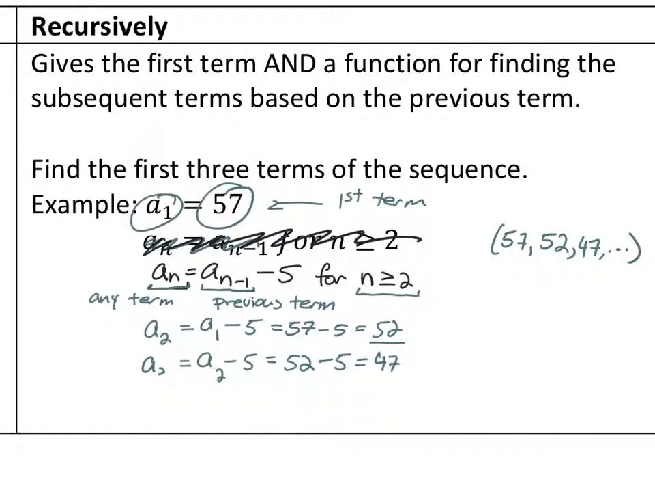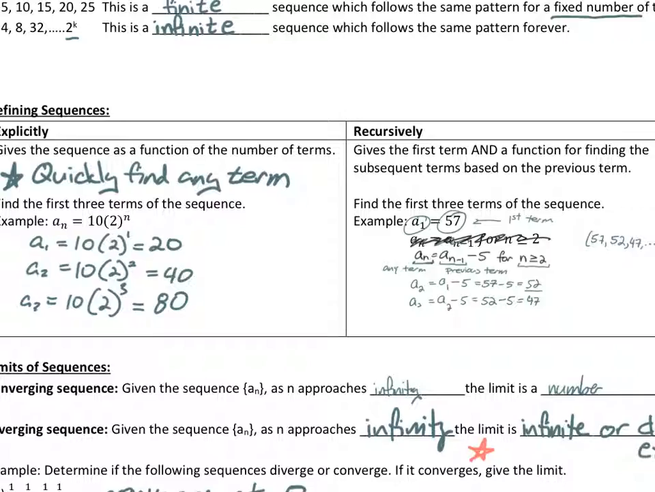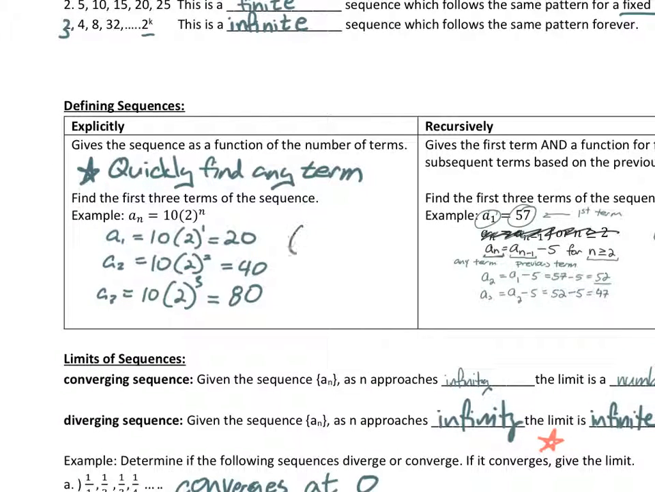Because it's saying for all n, all terms greater than 2. So let's also write this as a sequence. 80, and from there.